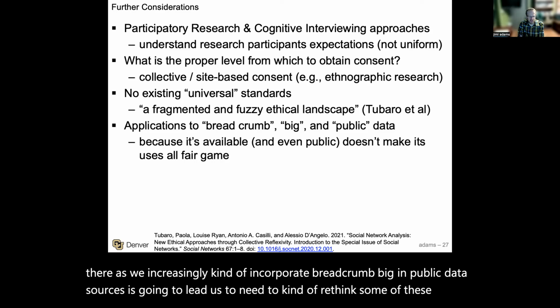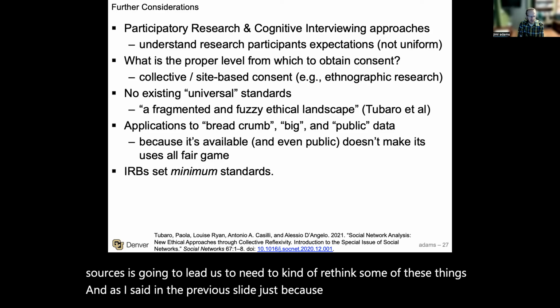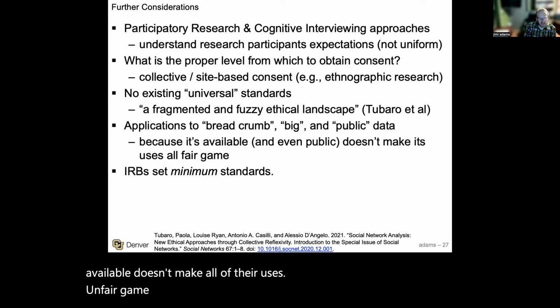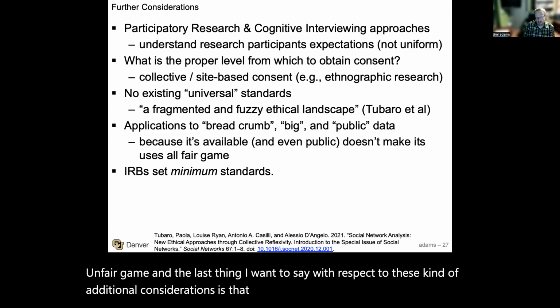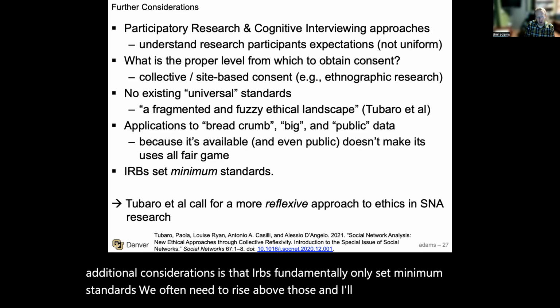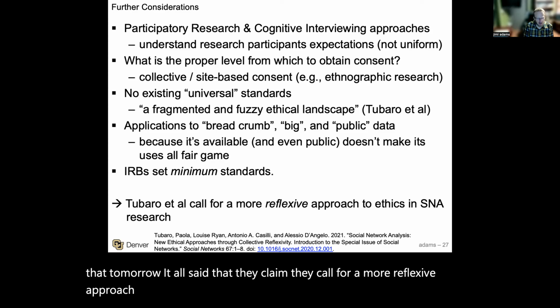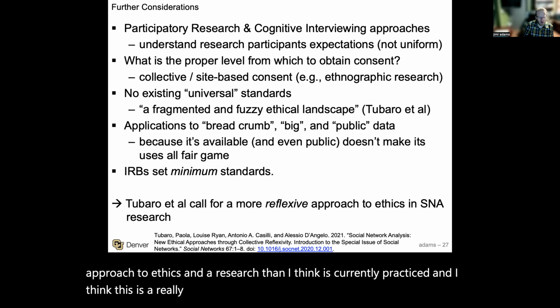As I said in the previous slide, just because these data are available doesn't make all of their uses fair game. And the last thing I want to say with respect to these additional considerations is that IRBs fundamentally only set minimum standards. We often need to rise above those. And I'll draw on something that Tabarro et al. said, that they call for a more reflexive approach to ethics in social network research than is currently practiced. And I think this is a really useful way to think about where we stand at the moment in the field.